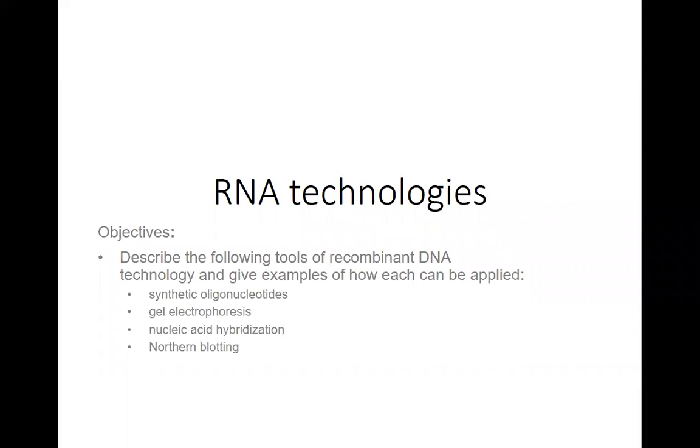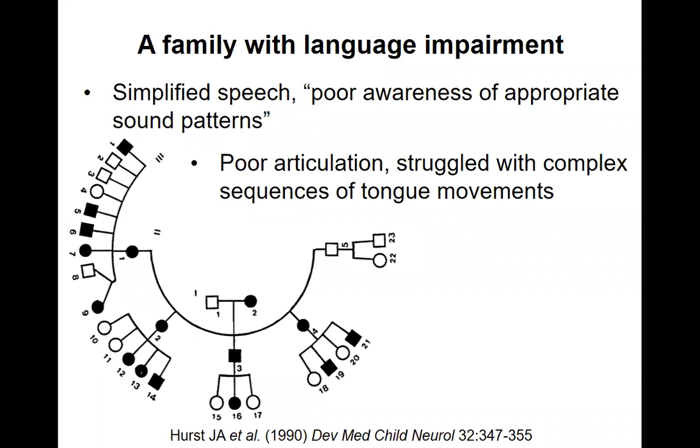The example that I'll be using starts with isolating RNA from humans in order to find the cause of a specific disease. This is your disease, and really it's just an example. You could use any other enzyme or any other protein that you want to work with, and you would get a similar mode of what you're going to do about it. So the disease is a family with language impairment.